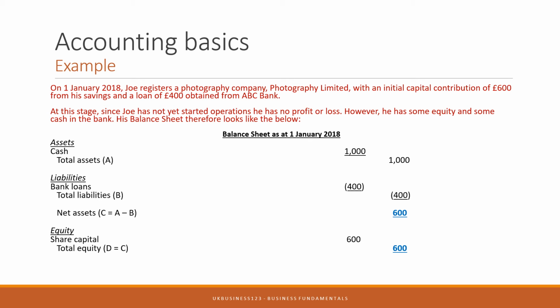However, he has some equity and some cash in the bank. His balance sheet therefore looks like the one on the screen. So balance sheet as at 1 January 2018, cash 1,000, obviously made of the 600 from his savings and the 400 which he has borrowed from ABC Bank. On the liabilities, we've got the 400 which he owes, he has to return to ABC Bank, giving us his net assets or net worth of 600, because that is what is truly his, because the 400 in his bank account, he has to pay it back. And notice that that also equals the equity. The share capital is what he has contributed himself, which is 600, and it equals the net assets. So our balance sheet is balancing.